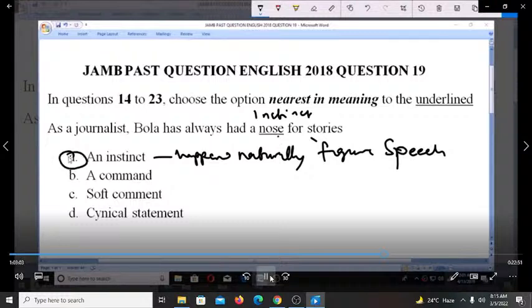So option A is actually what is very close to being the answer, and that's why we're picking it. But when you say a command, it simply means to give an authority or to preempt an order. That's the meaning of command. Soft comment and cynical statement don't really have much to do with what we have, and that's why we're picking option A as the answer. So whenever you hear the phrase had a nose for, it simply means that the person has instinct for such. So A is the answer.